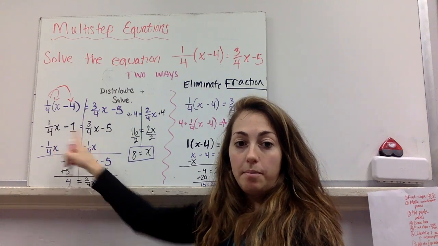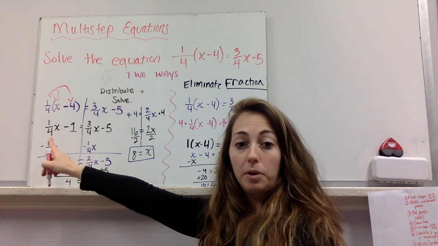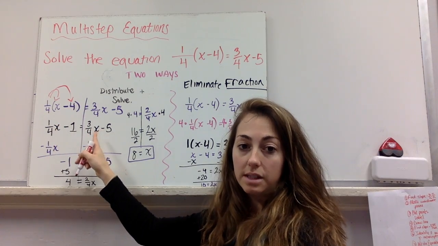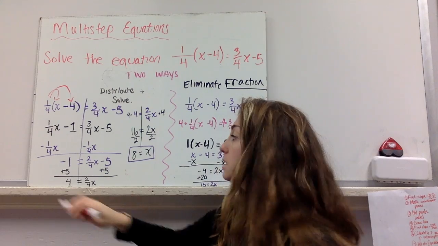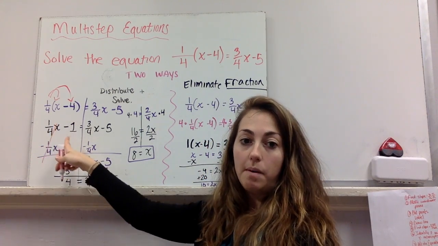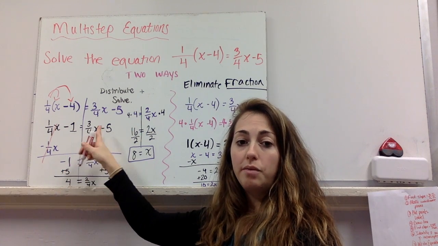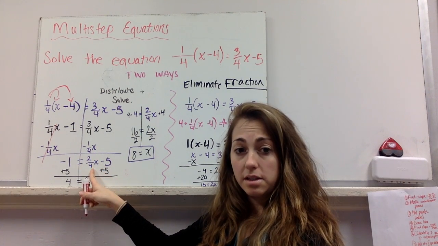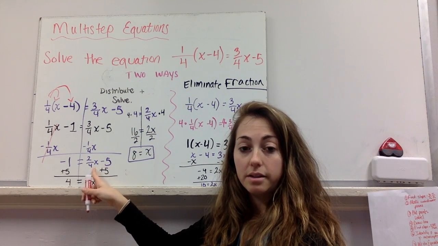Here we have variables on both sides of the equation. I'm going to undo the smaller of the variables. I have 1/4 x. That is smaller than 3/4 x. They're both positive. I subtract 1/4 x from both sides. 1/4 x minus 1/4 x is 0. 0 minus 1 is -1. And on the right side, 3/4 x minus 1/4 x is 2/4 x, right?